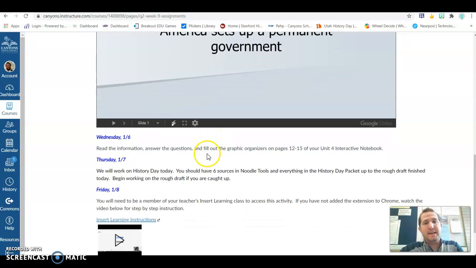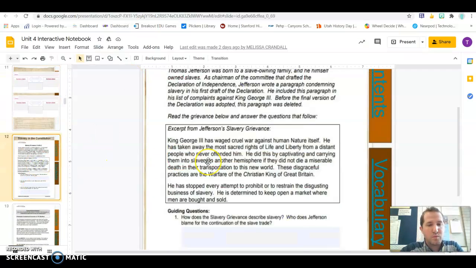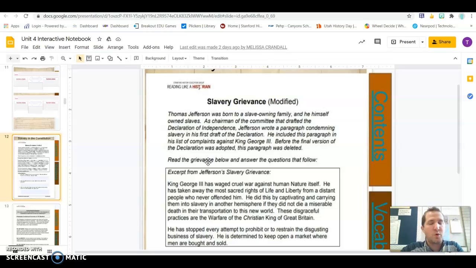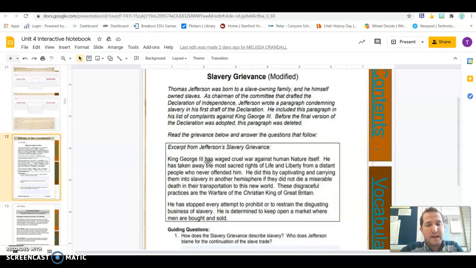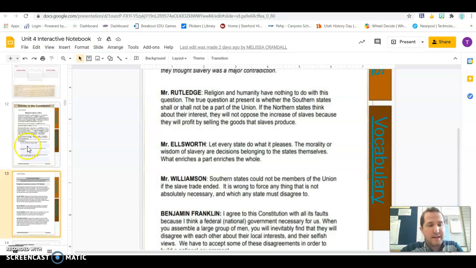On Wednesday, the discussion over slavery played a very important and a very controversial role in the Constitutional Convention. So you're going to be reading some writings from people who attended that, as well as recorded speeches and what people said when they were at the convention on and about slavery.